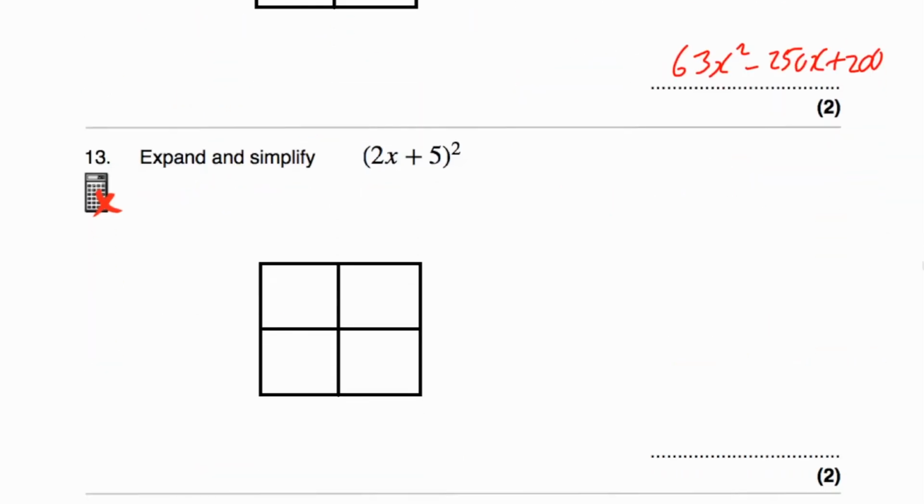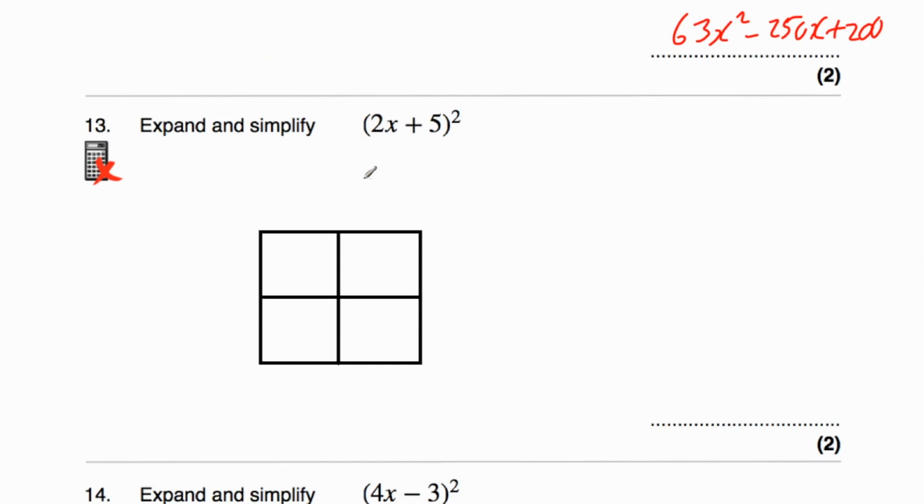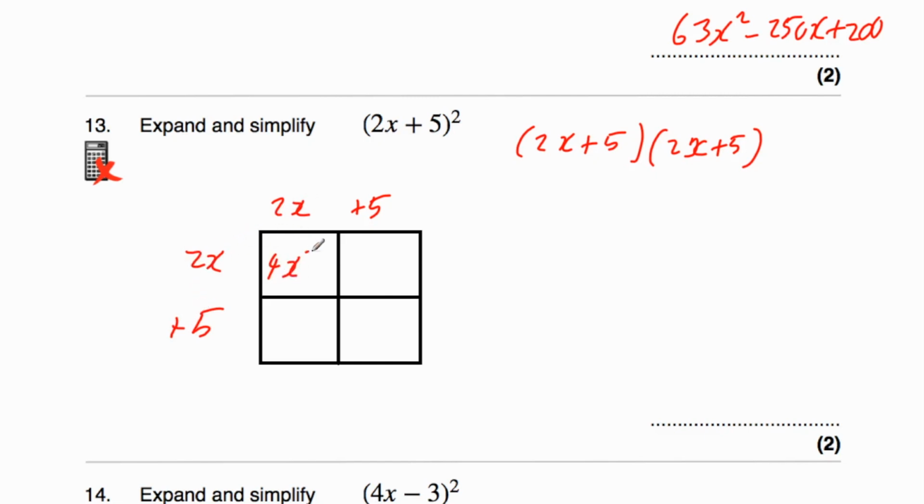Okay, question number 13. We've been asked to expand and simplify (2x plus 5) squared. So that means we're multiplying the bracket by itself because it's squared. So we've got 2x plus 5 and 2x plus 5. So 2x times 2x, well 2 times 2 is 4, and then x times x is x squared. So 2x times 2x is 4x squared.